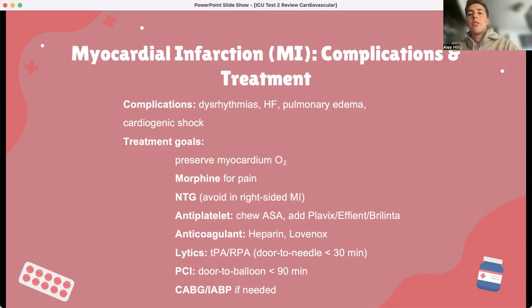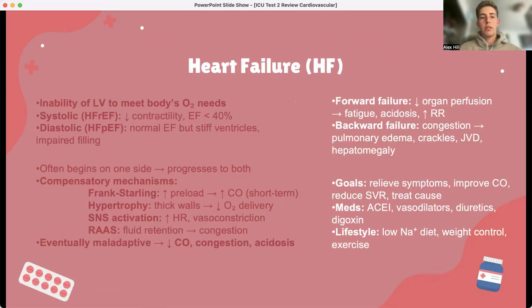And then the CABG, right, is where you do the graft. So instead of breaking the clot itself, you just bypass it to give the heart oxygen a different way. And then the IABP is to help support the heart and increase coronary perfusion as well as systemic perfusion. And I think we'll talk about that too.